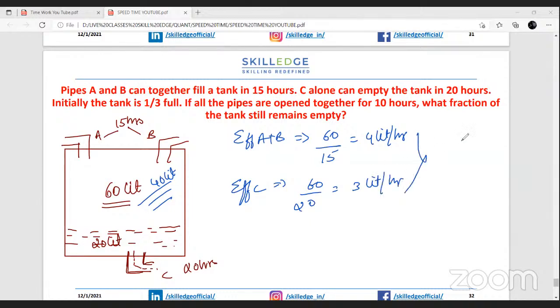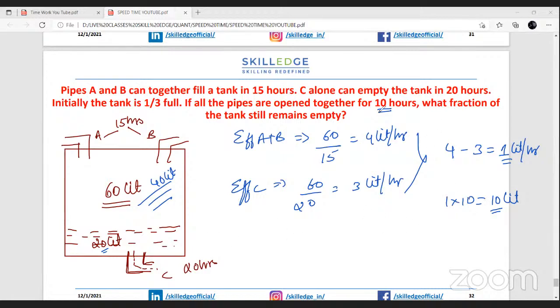If they are open together, they are filling with 4 and emptying with 3. So overall, they are filling at the rate of 1 liter an hour. Okay. Now, if we keep them open for 10 hours, every hour they are filling 1 liter. So in 10 hours, they'll be able to fill 1 into 10, which is equal to 10 liters. Okay. Now, 20 liters was already filled, guys.